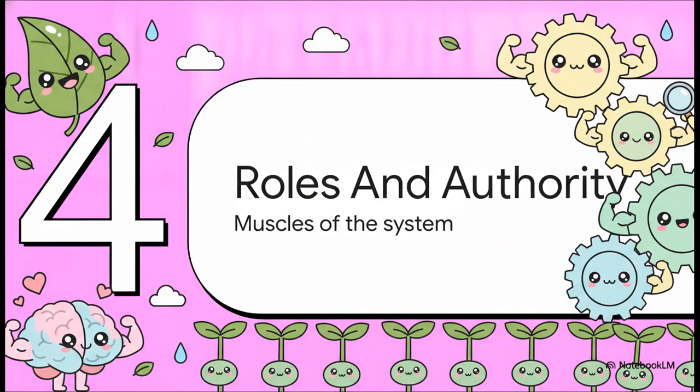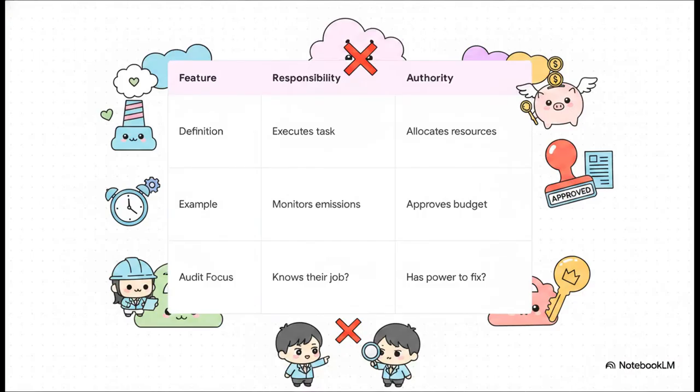These are the muscles moving the system. Under Clause 5.3, auditors are actively hunting for authority gaps, because there's a massive difference between responsibility and authority. Responsibility is executing the task, like monitoring air emissions daily. Authority is having the actual power to allocate resources, like approving the budget for new filtration systems if those emissions are running too high. If you assign someone the responsibility to monitor a problem, but you don't give them the authority to actually fix it, that is an immediate red flag for an auditor. It means the system is structurally broken.